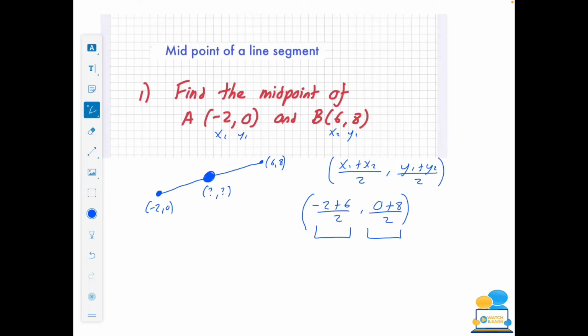okay? Completely separate. So press your fraction button first, then minus 2 plus 6, then press your down button to go to the bottom of the fraction, put in your 2. This all works out to be 2. And then the same thing, press the AC button, the delete button, start again, press the fraction button, 0 plus 8 all over 2 will give me 4. Okay, so that's the midpoint. That is the point there, right in between those 2 points, exactly in the middle.